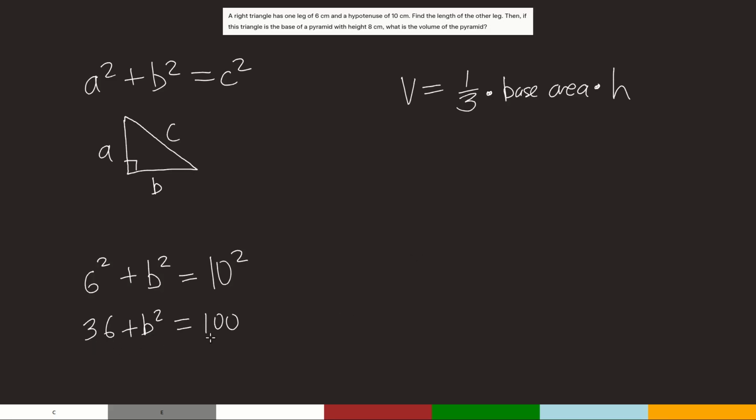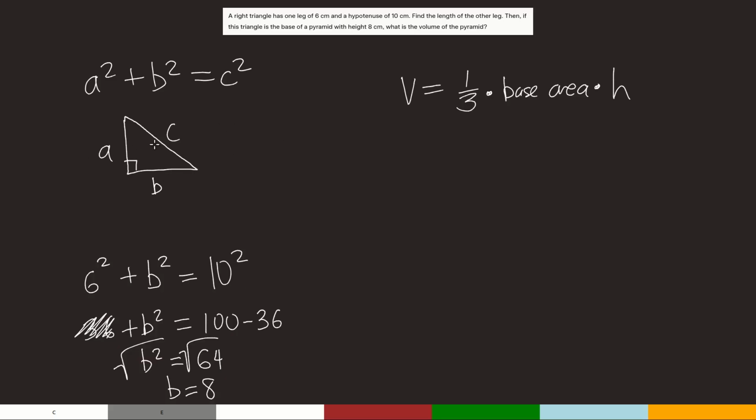Subtract 36 from both sides. We get b squared equals 100 minus 36. 100 minus 36 is 64. So square root both sides. b, the other leg of the triangle, is the square root of 64, 8.